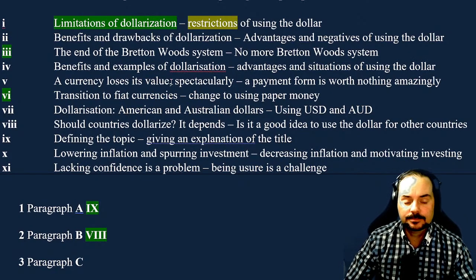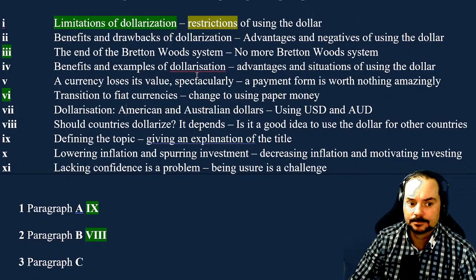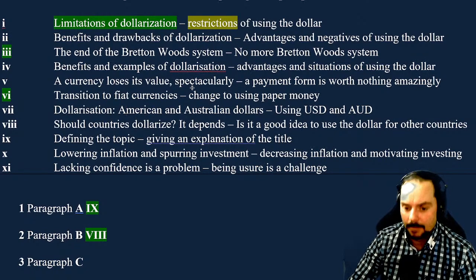Yes, but my question is, would it be like using our logic instead of jumping to the first instinct? Like I see the end of the Bretton Woods system and I jump to this answer, but maybe I'm wrong and it's not the correct answer for me.